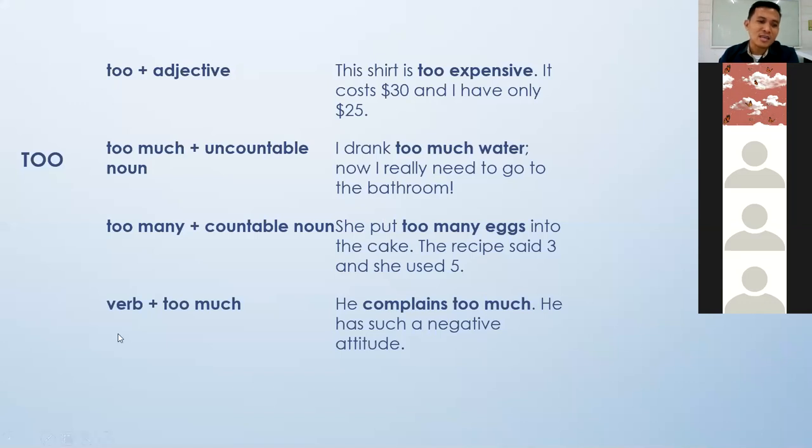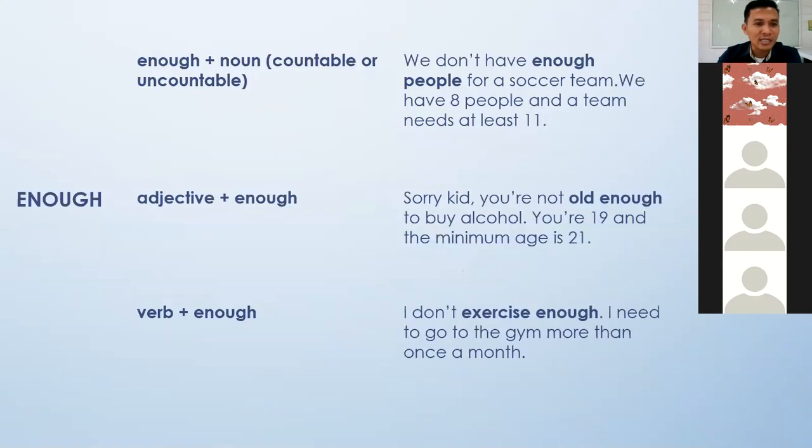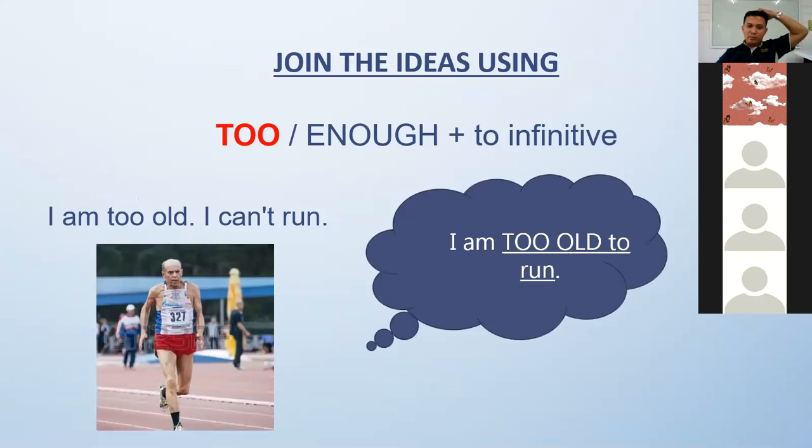Okay, and then the next is verb plus too much. He complains too much. Yeah, he has such a negative attitude. Okay, right. You can also use verb plus too plus much. The next, okay, we're gonna skip this one first. Okay, so we will join. Look at the picture. Yeah, this is another.